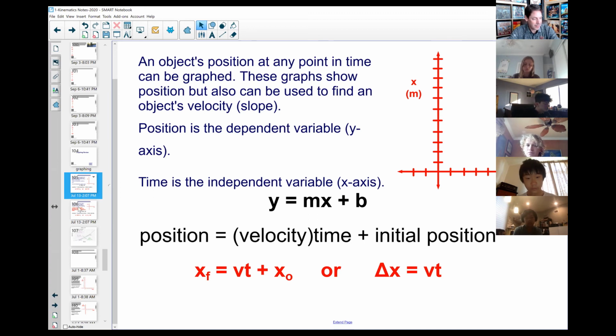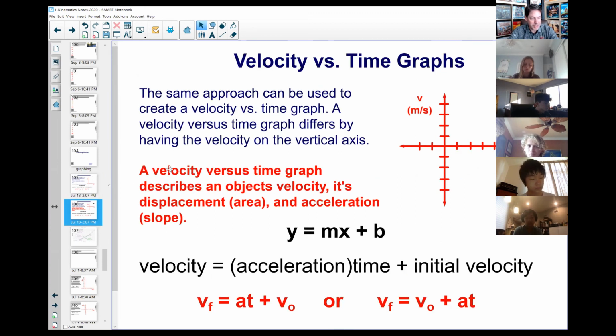All right, let's review velocity versus time graphs. The same approach can be used to create a velocity time graph. We're going to put velocity on the y-axis as the dependent variable, and time on the x-axis as the independent variable. And it will tell us a couple of things. The velocity versus time graph helps us understand the displacement if we look at the area under the curve, and it also helps us figure out the acceleration if we look at the slope.